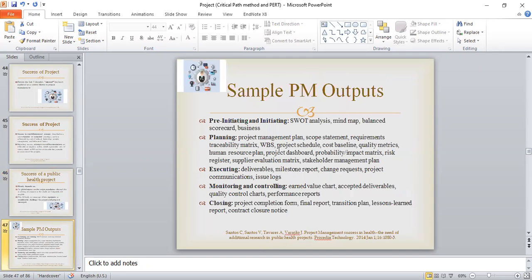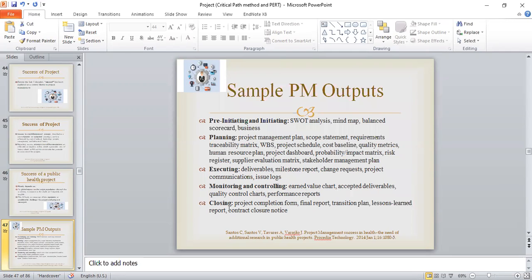There are some sample project management outcomes. The results are shown in various stages. In the pre-initiating and initiating phase, we can do SWOT analysis, mind map, balanced scorecard, business case. During planning, we can use the project management plan, scope statement, requirements traceability matrix, project schedule, cost baseline, quality metrics, human resource plan, project dashboard, project impact matrix. During the executing phase, you can use outputs such as deliverables, milestone reports, change requests, project communication, issue logs. During monitoring and controlling, you can use earned value chart, acceptable deliverables, quality control charts, performance reports.